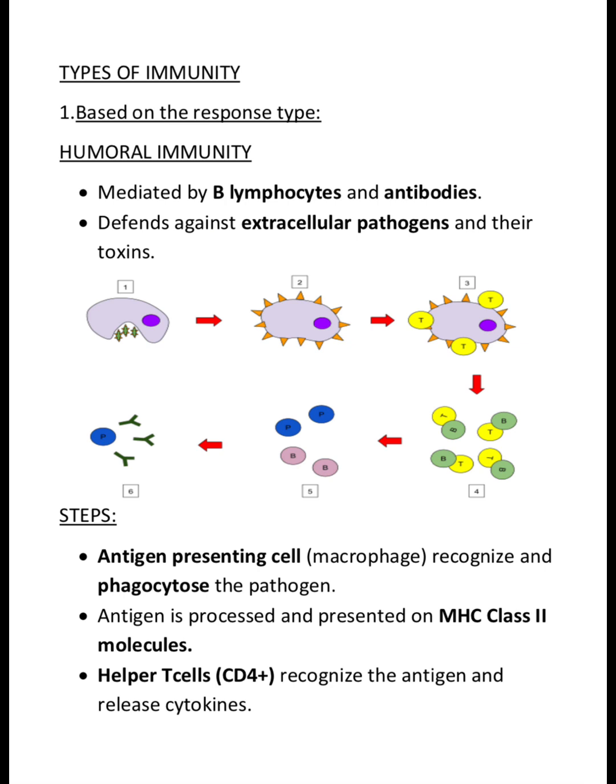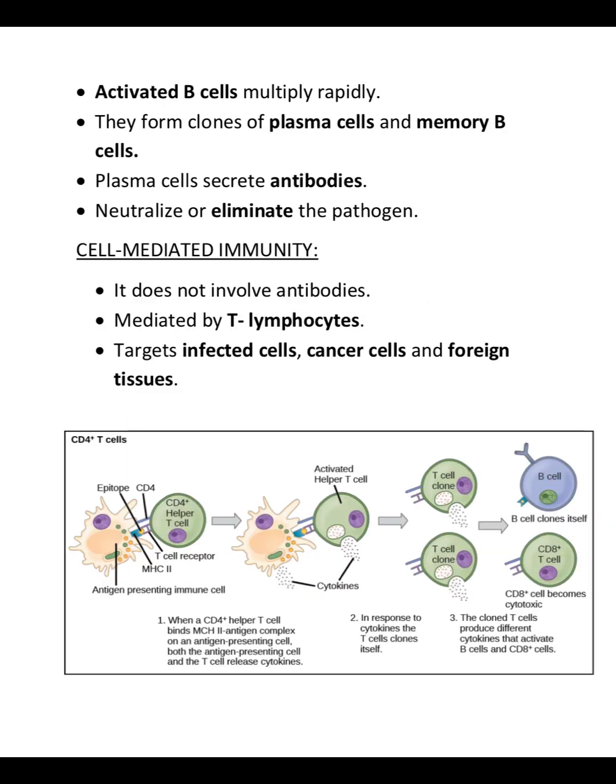Activated B cells multiply and form clones of plasma cells and memory B cells. Plasma cells secrete antibodies specific to the antigen. These antibodies circulate in the blood and lymph to neutralize or eliminate the pathogen.